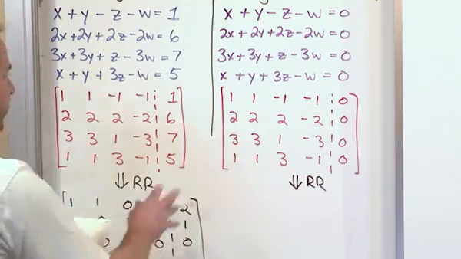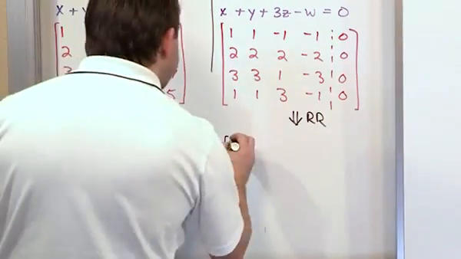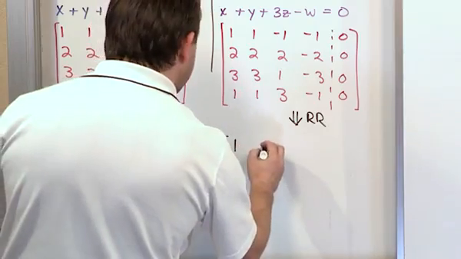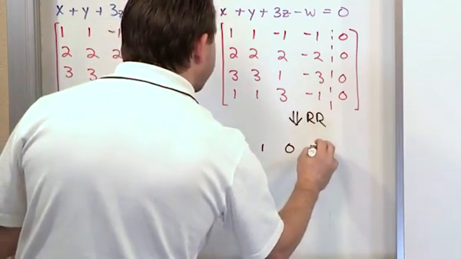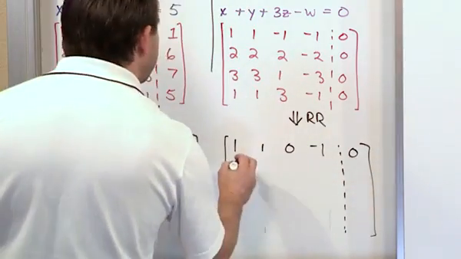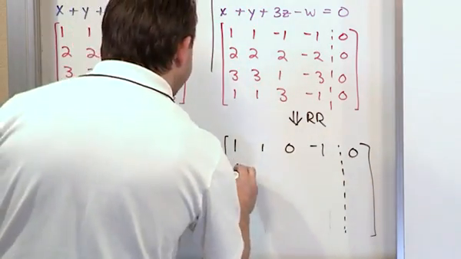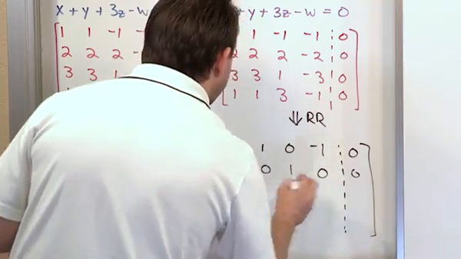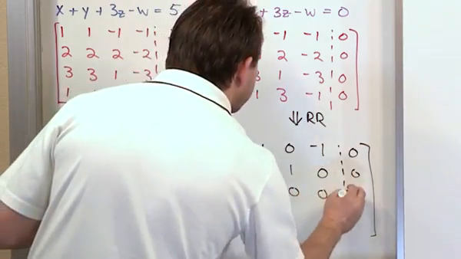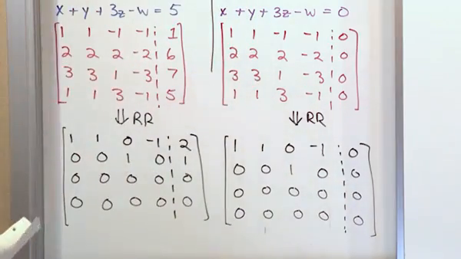Let's see what we get if we were to do row reduction on this side. What we get here is, not surprisingly, 1, 1, 0, negative 1, 0. Whoops, of course there's not a 2 there. We get 0, 0, 1, 0, 0, and then we get 0, 0, 0, 0, 0, and we get 0, 0, 0, 0, 0. So do you see how these are similar?